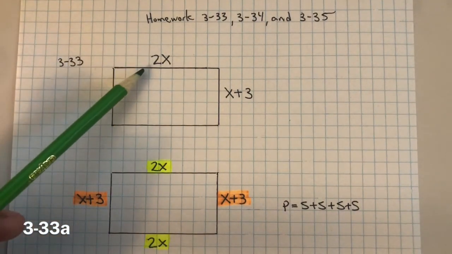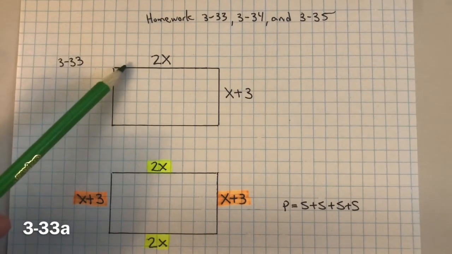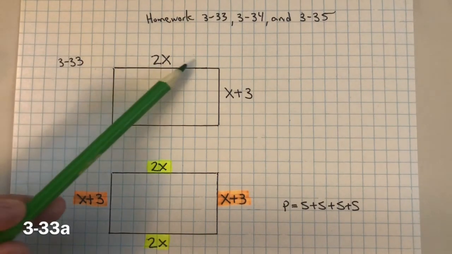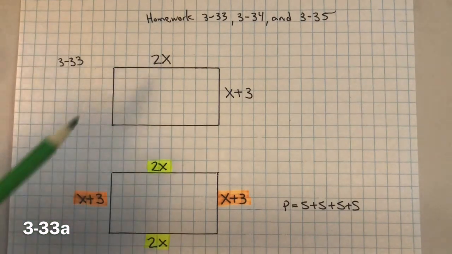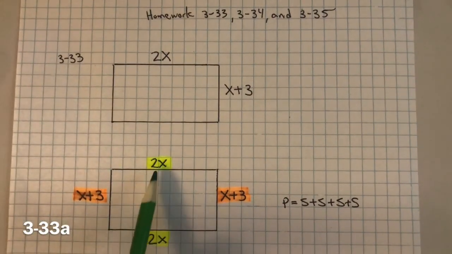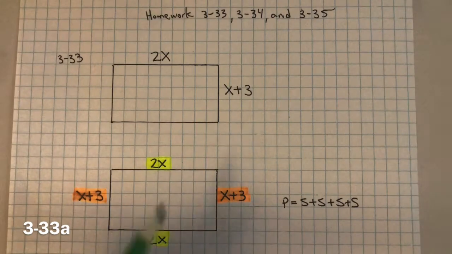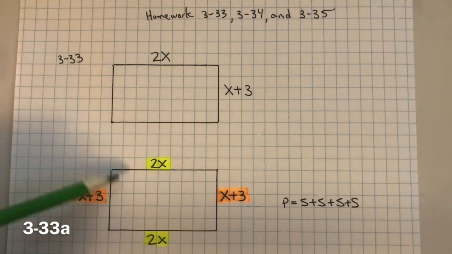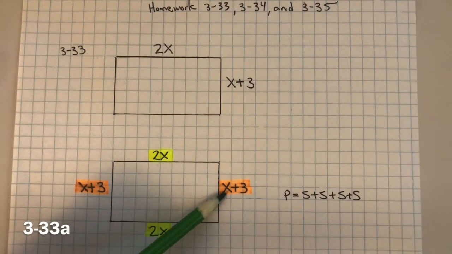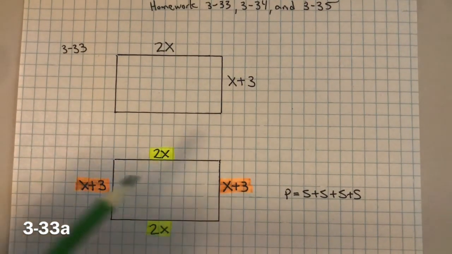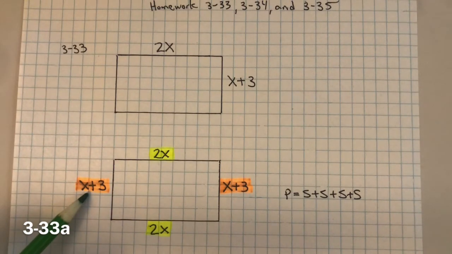Perimeter is the length of all the sides, or the sum of the lengths of the sides. So here we have 2x, and opposite sides of a rectangle are congruent. So if this is 2x, this is 2x. And then we have x plus 3, and the opposite side is also x plus 3.